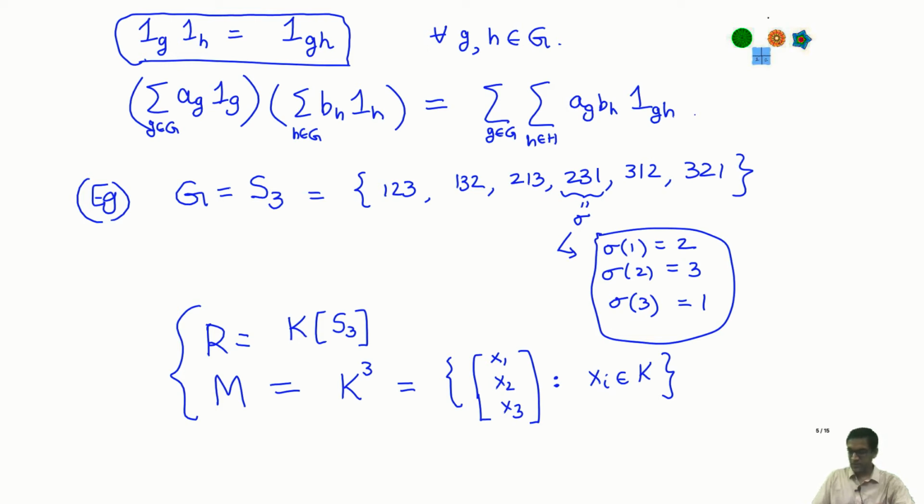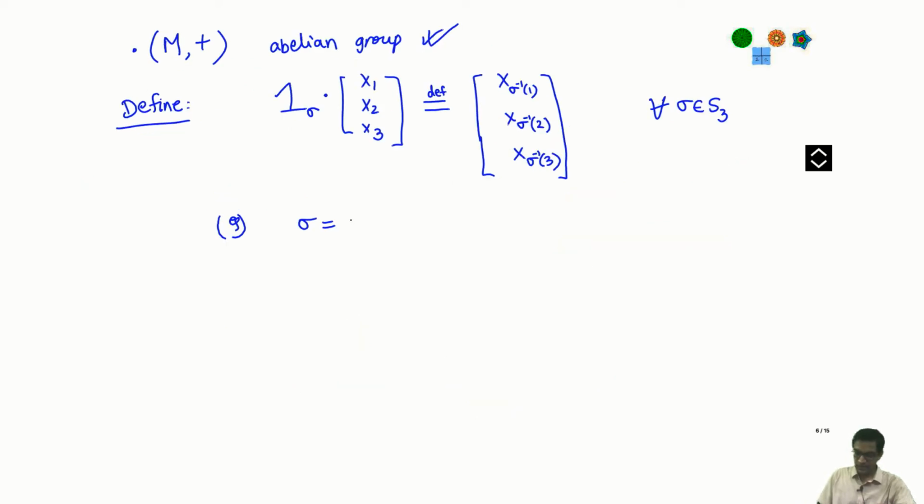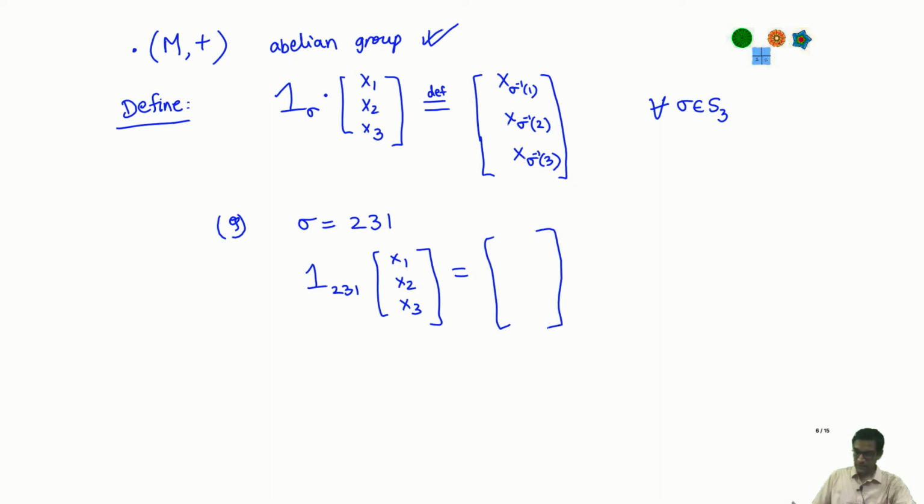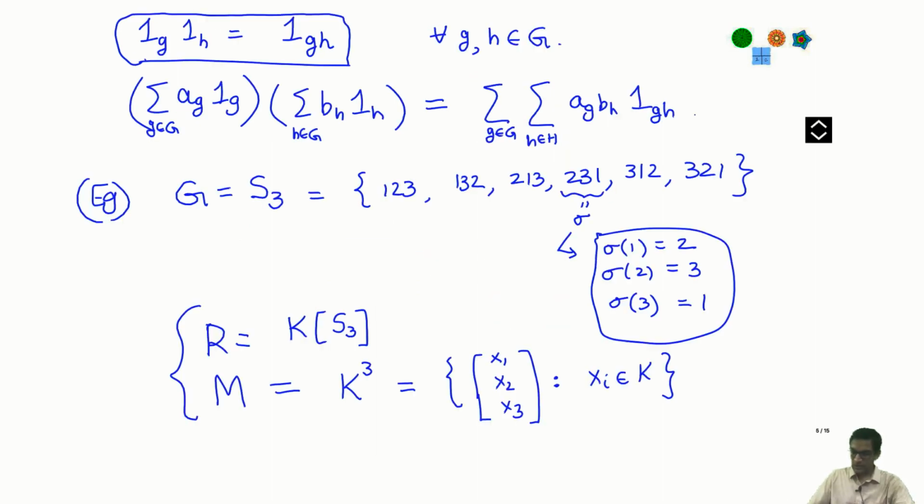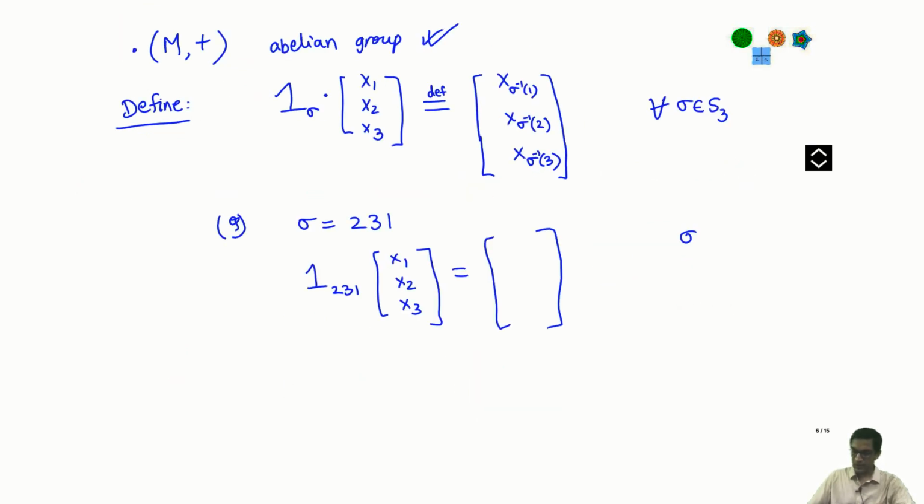Okay. So if I take this particular sigma 231 example, if sigma is 231, what will 1 sub 231 do when it acts on x1, x2, x3? Well, the answer is it will map it according to this formula. So recall what sigma was doing. Sigma was mapping 123 to 231. In particular, that means if I take the inverse map, then sigma inverse maps 1 to 3. Okay, so let's write that down.